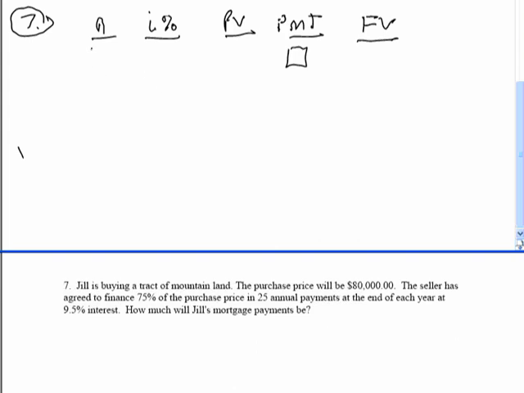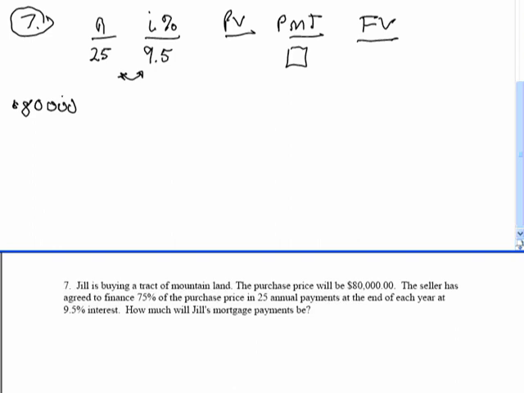We know N is 25 years, and it is annual payments again, so we leave it at 25 years. The interest rate is 9.5%, and N and I are in the same units. That's 9.5% per year and 25 years. The present value. Okay, be a little careful here. You don't just plug in numbers that you see in the problem, but what you have to do is read the problem carefully.